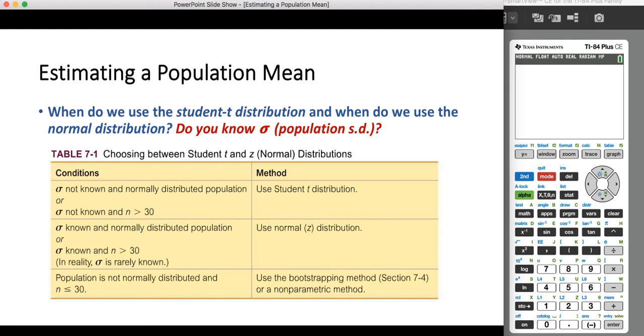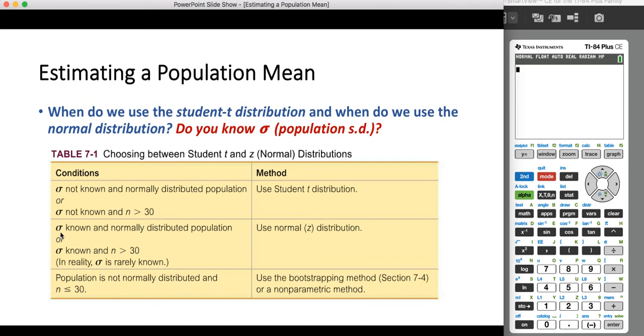Do we know it? If sigma is not known, and those other constraints are satisfied, meaning that we either have a normally distributed population or a sample size greater than 30, then we're going to use the student t.